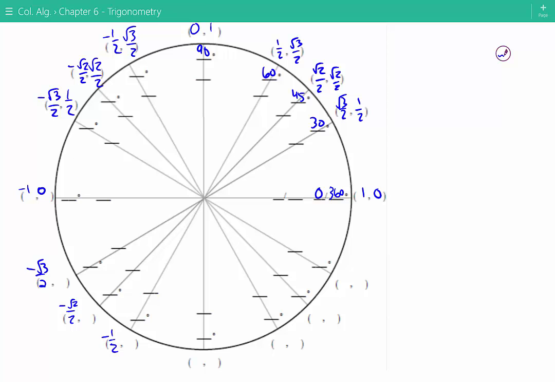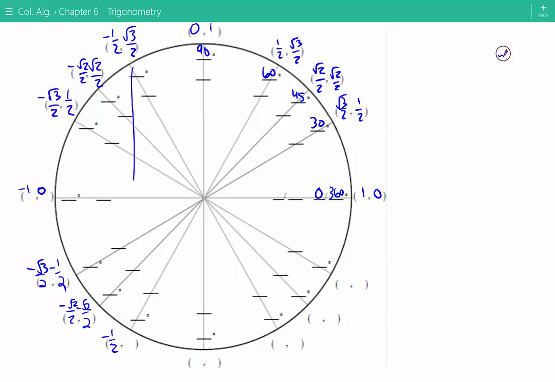Now the y coordinates are exactly opposite. If I went up 1/2 to get to this point, I go down 1/2 to get to this point. So I'm looking at negative 1/2. Same thing here. If I went up square root of 2 over 2, I'm going to go down square root of 2 over 2 to get to this point down here. So it's negative square root of 2 over 2.